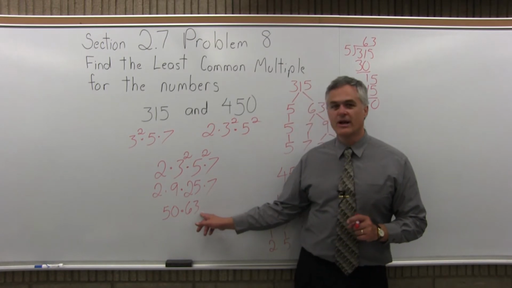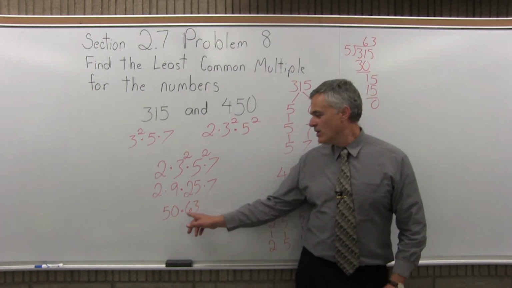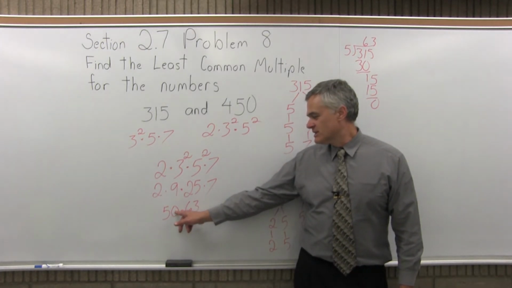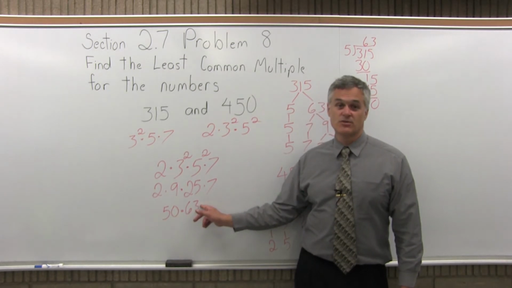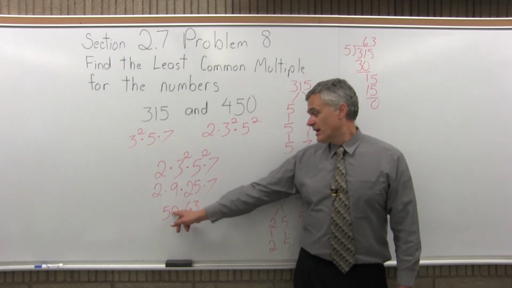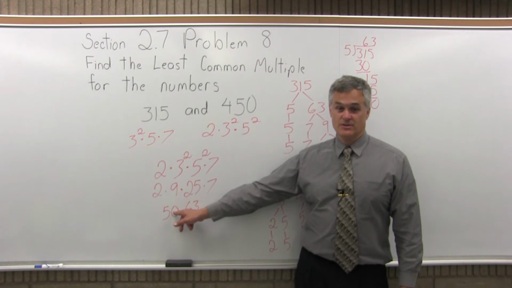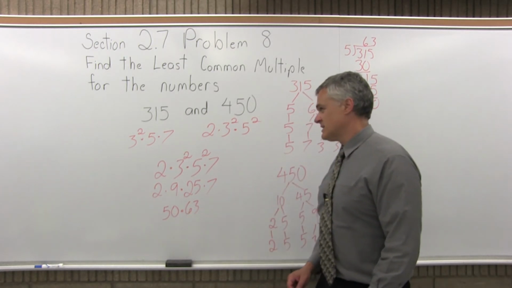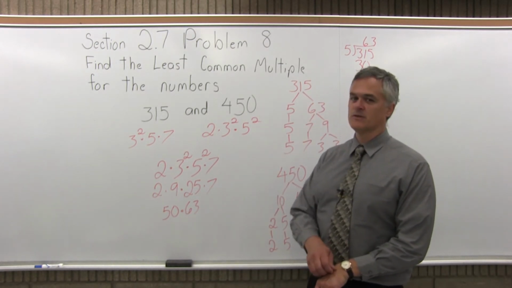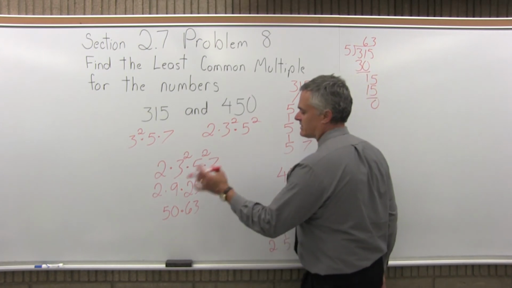At that point, I'll probably multiply it out the long way. I know I can actually do it without this. 100 times 63 is 6,300, and times 50 would be half of that. So that should be, half of 6,300 is 3,150. Let's see if I get it right. So let's actually multiply it out.